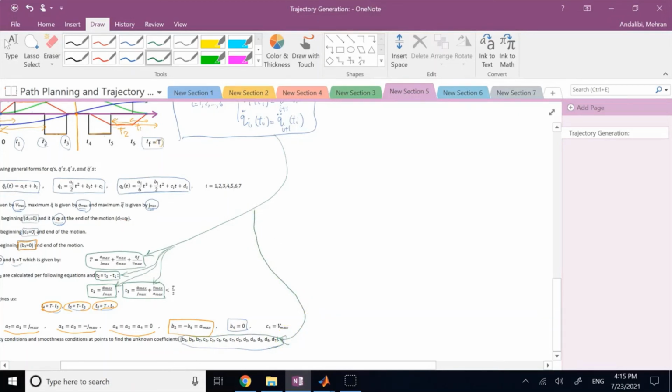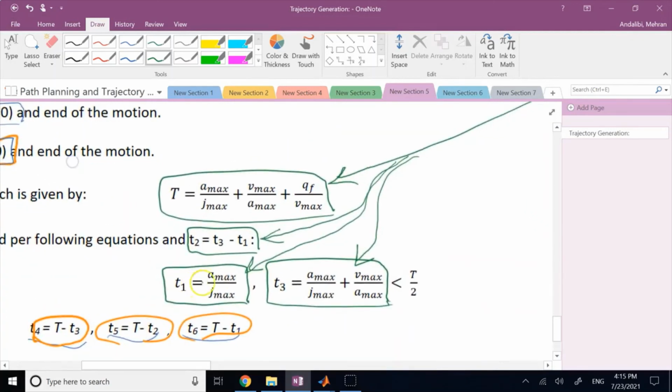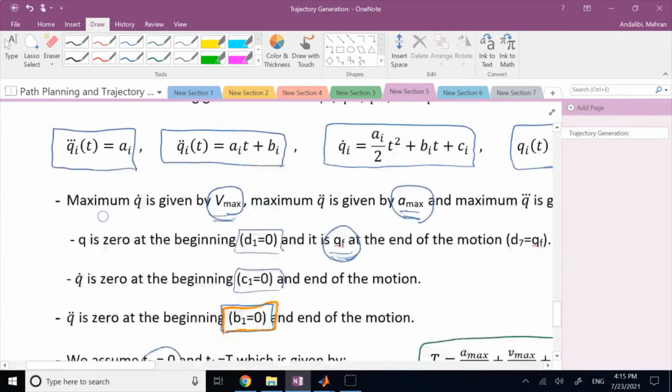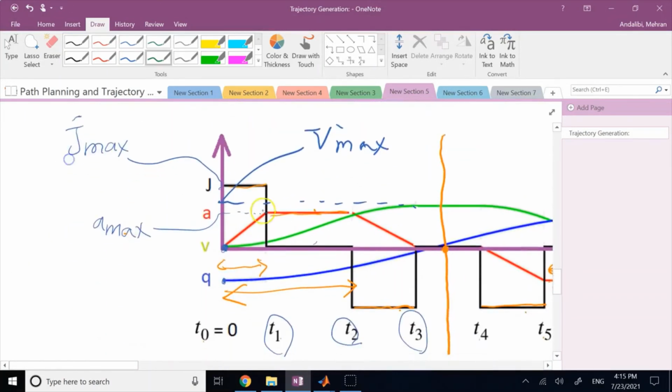Okay, so you might say, well, how? Let me show you, for example, where I got some of these. For example, where did I get T1 equal A max over J max? Because I don't want to just give you formula, I want to show you how you can handle this by yourself. So A max over J max is T1. Well, that comes from the first part of the graph.